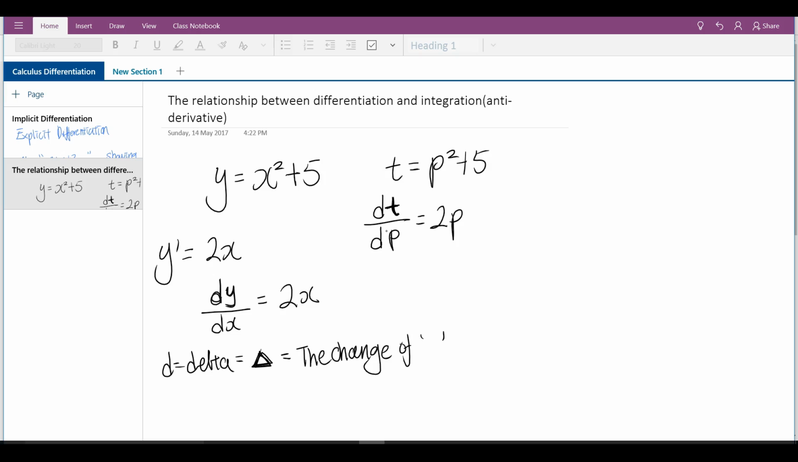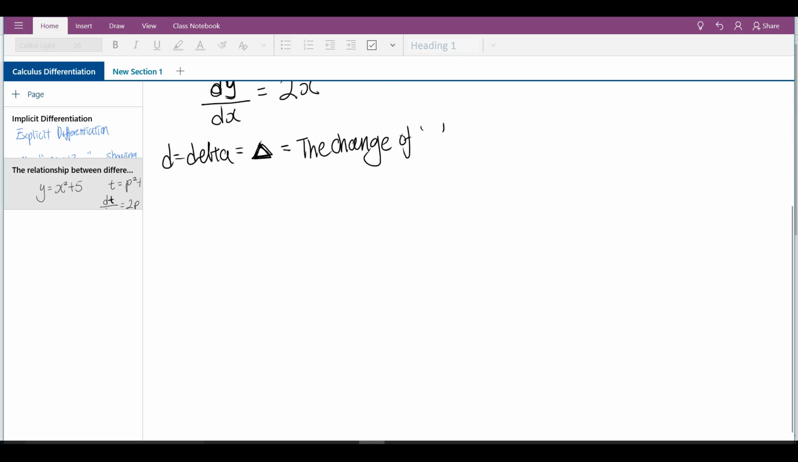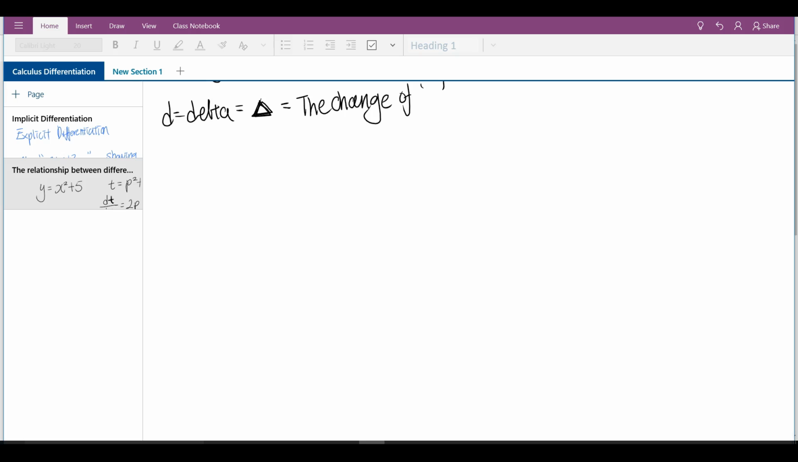So you should have a better understanding of what differentiation is, and if you do that, you can understand integration a bit more, right? By that, what I mean is, most of the time when you come across integration, right, you just get thrown by a question.